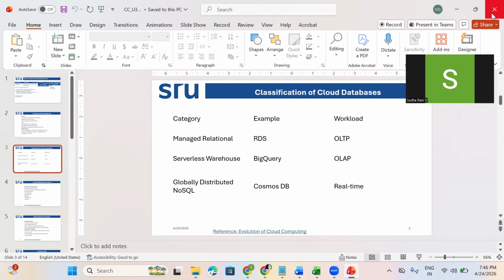Now, classification of cloud databases. Here we can see the categories of different databases: category, example, and workload. First, managed relational. The example is RDS, Relational Database Service, and the workload is OLTP. The next one is serverless warehouse. The example is BigQuery, and the workload is OLAP. The next category is globally distributed NoSQL. The example is CosmosDB, and the workload is real time.